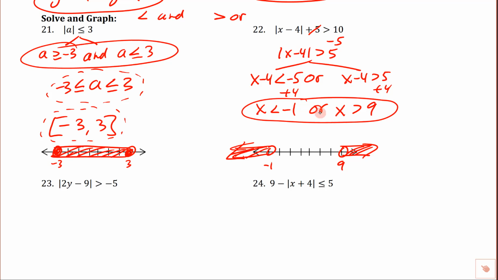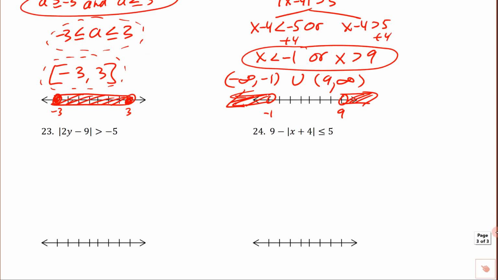Again, with the word or, you have to write the word or. There's no way to get around that. And just for the heck of it, I'm going to write this down in interval notation. We start getting answers at negative infinity. We stop at -1, not including that. We use a union when we start up again at 9, and then we go all the way to positive infinity. All right, we are getting there.